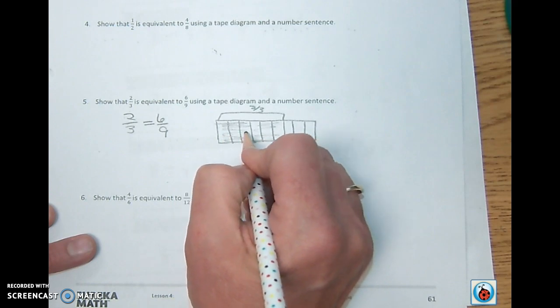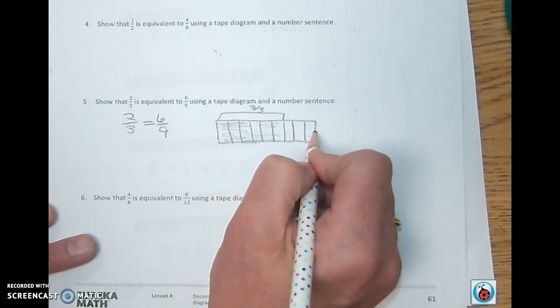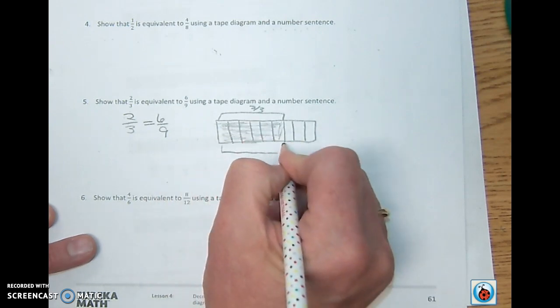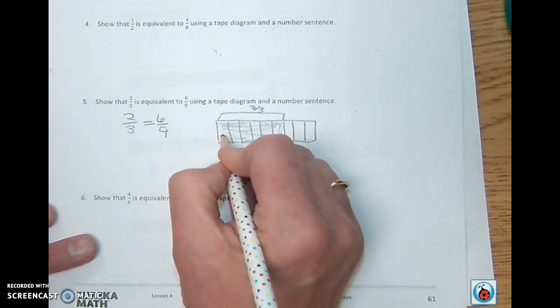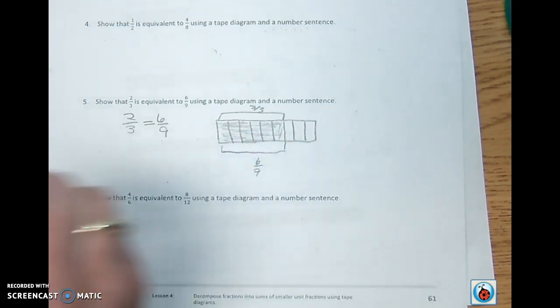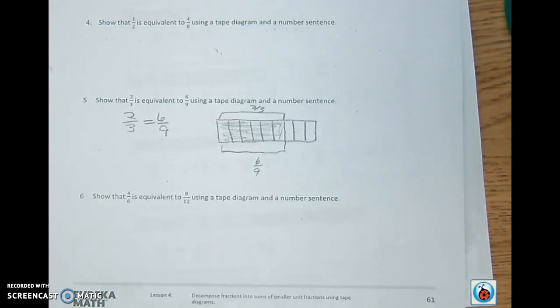1, 2, 3, 4, 5, 6, 7, 8, 9. So now I can say that I have how many 9ths? 1, 2, 3, 4, 5, 6. 6/9, which proves that that's true. So I want you to do number 4 and 6 on your own, and I will see you tomorrow.